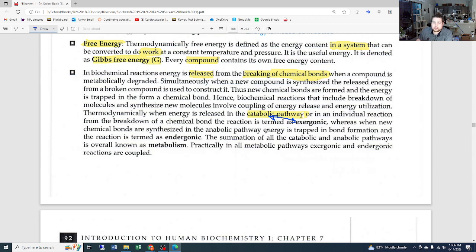Word for word, that will be a test question. Either or the other way. And the opposite of catabolic is anabolic. Anabolic will be the opposite. It will be our endergonic. Whereas when new chemical bonds are synthesized in the anabolic pathway, energy is trapped in bond formation and the reaction is termed as endergonic. The summation of all the catabolic and anabolic pathways is overall known as metabolism. Practically, in all metabolic pathways, exergonic and endergonic reactions are coupled, meaning that they go together.